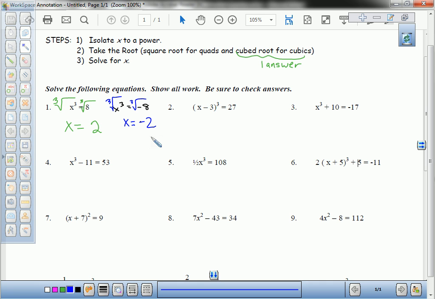Why wouldn't it be plus or minus 2? That's if you do even roots. And we're going to do some of those, yeah.